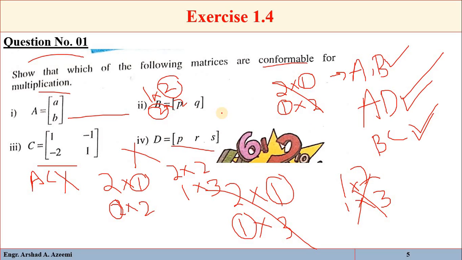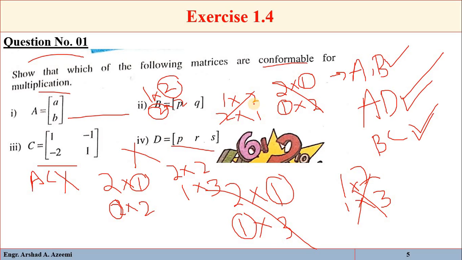Now also we can say that BA, for example, that is 1 by 2 and A is 2 by 1. So again BA is also possible. The multiplication of BA is possible.